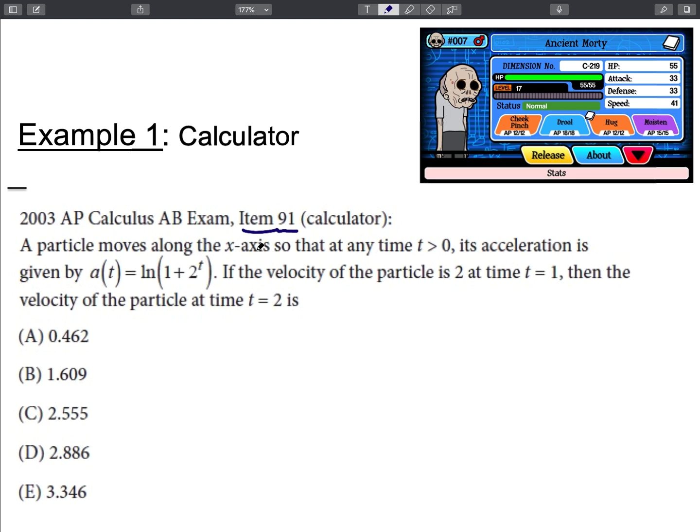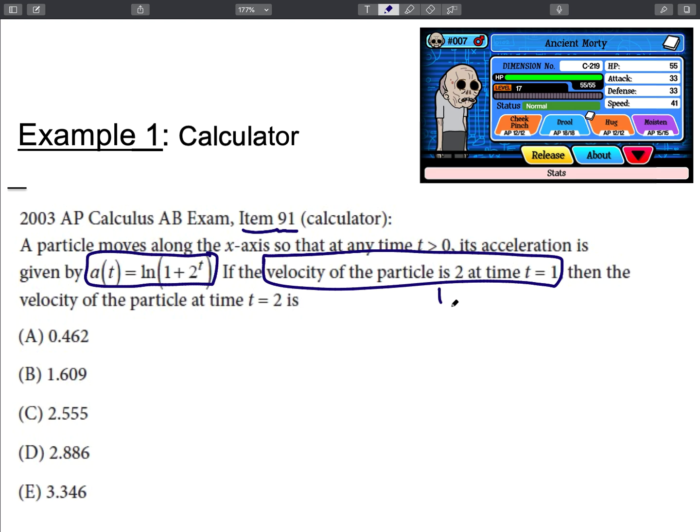A particle moves along the x-axis so that at any time t greater than 0, its acceleration is given by this equation. If the velocity of the particle is 2 at time t equals 1, then the velocity of the particle at time t equals 2 is blank. So a couple things stick out. We know that we have the acceleration, which is like the second derivative. If we go backwards, if we find the antiderivative or integrate, it will take us back to velocity. And if we integrate one more time, it will take us back to position. We do know the velocity of the particle is 2 at time t equals 1. And then we're going to try to find out what is the velocity of the particle at time t equals 2. So notice that this part is telling us what's happening at 1. This would be like an initial condition. And then we're trying to find out what's the velocity of the particle 1 time unit after that.